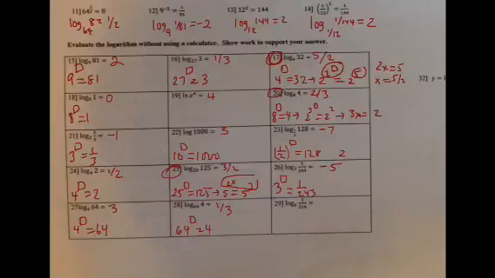And then the next one, 6 to what power is 1/216? Now 6 to the 3rd power, I believe, is 216. So if you want 1/216, you would have to take a negative exponent, so -3.